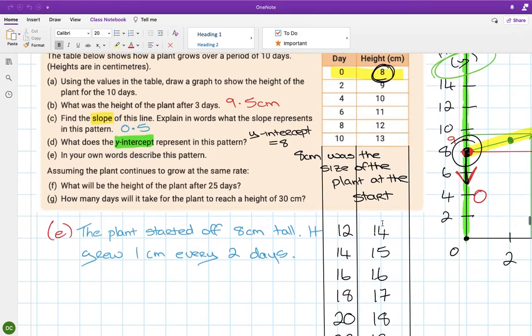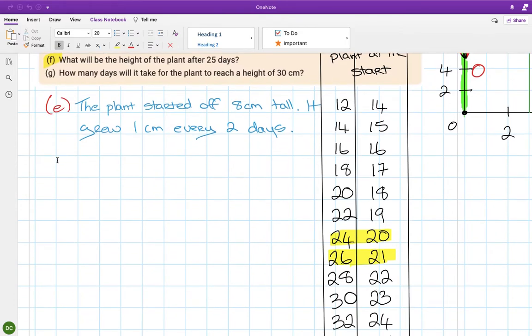Okay. So for part F, it said, what will the height of the plant be after 25 days? Okay, so there's 24 days and 26 days. So 25 days is in between them. So 20.5 centimeters, halfway between 20 and 21.